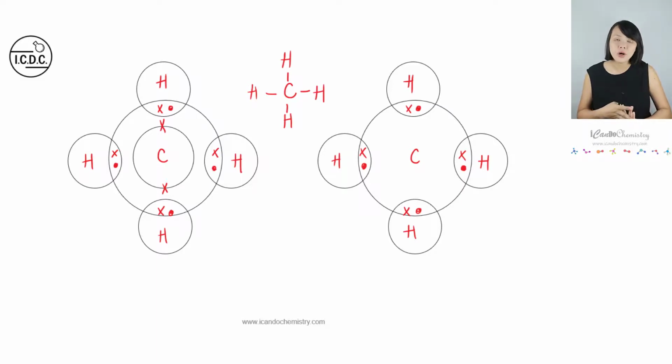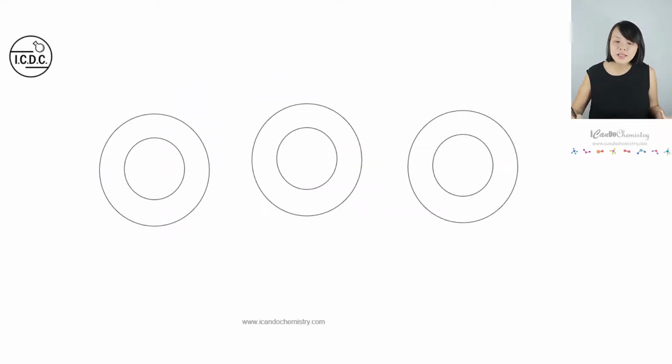Carbon always has 4 bonds because it needs to use all its 4 electrons for sharing. Now what about the next one? Okay, we have carbon dioxide. Carbon, as mentioned just now, has 6 electrons. So the first shell will have 2, and the remaining 4 are in the second shell.